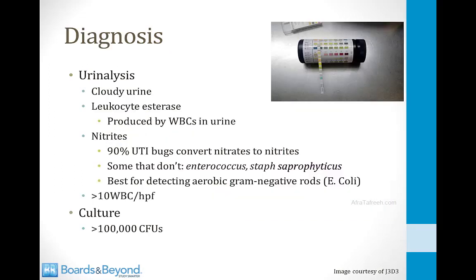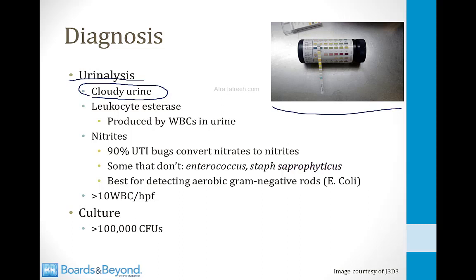So let's talk about how you make the diagnosis of a urinary tract infection. The first thing you can do is urinalysis, and the easiest way to do a urinalysis is just look at the urine. So in the hospital, patients with UTIs who have a Foley catheter in will be draining cloudy urine into the Foley catheter bag. You can also see this in a urine sample of someone who has a UTI. In addition to just looking at the urine, you can do a dipstick test.